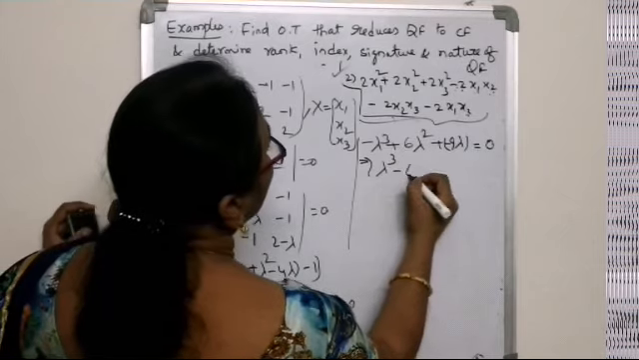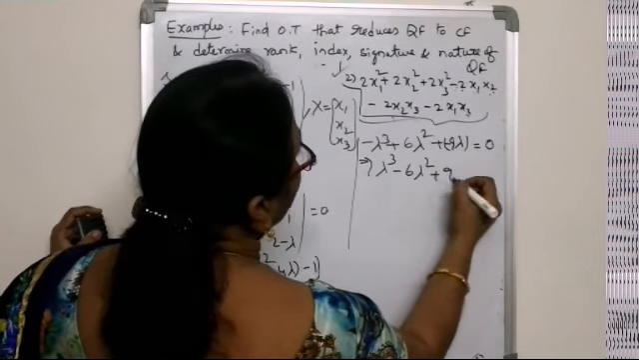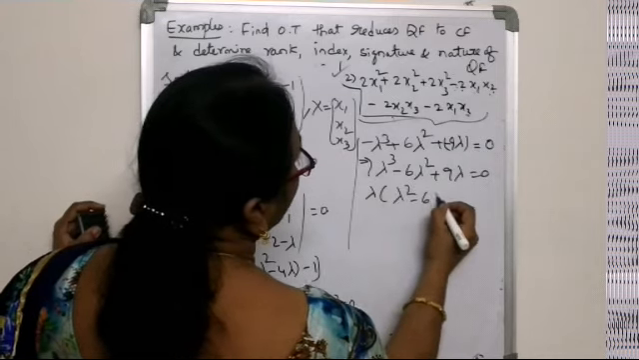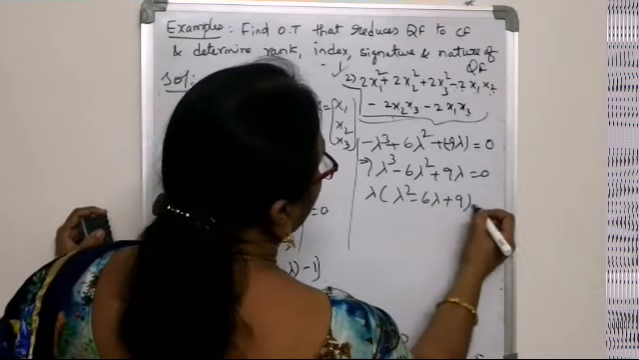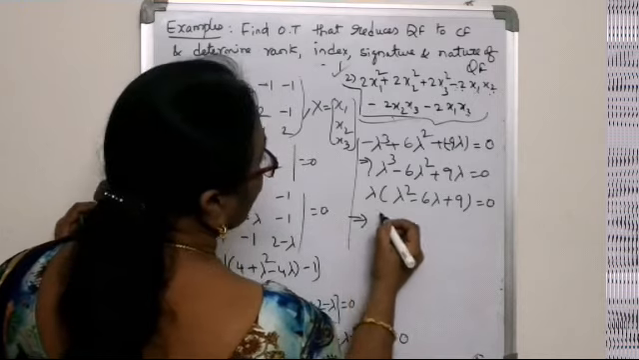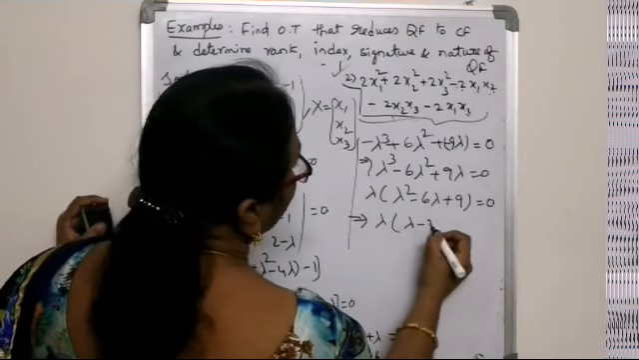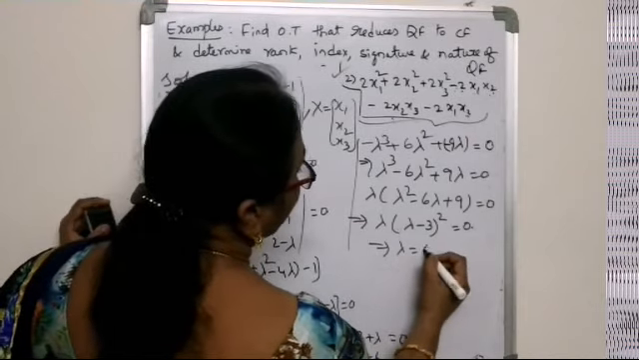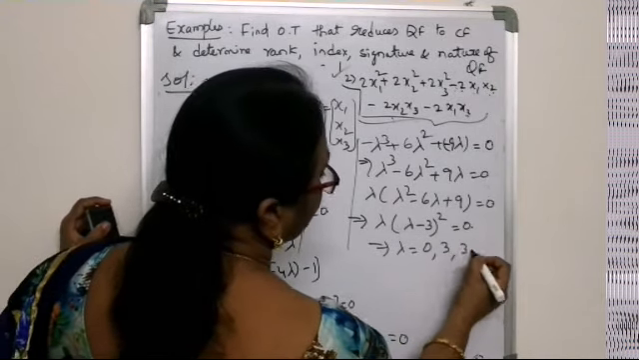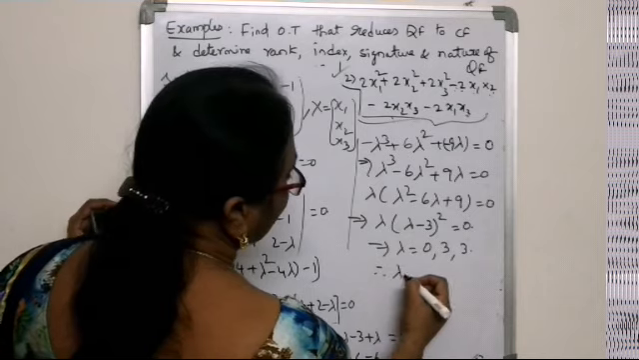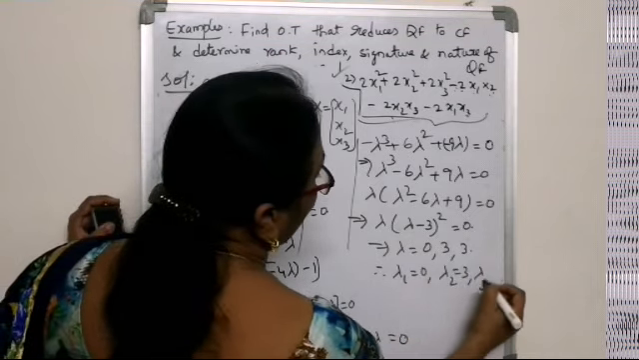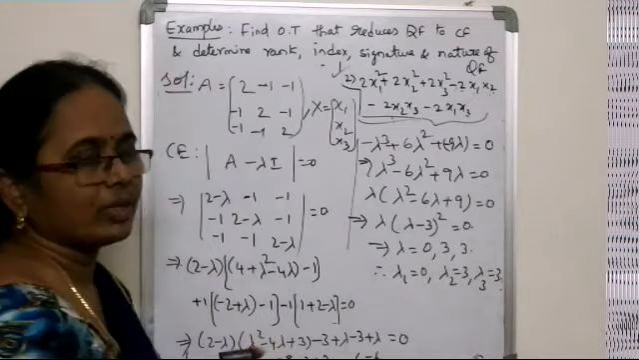And this can be written lambda cube minus 6 lambda square plus 9 lambda equal to 0, or lambda into lambda square minus 6 lambda plus 9 is equal to 0, which gives us lambda into lambda minus 3 the whole square equal to 0. Thereby we get lambda equal to 0, 3, 3. And hence the 3 eigenvalues are lambda 1 equal to 0, lambda 2 equal to 3, lambda 3 is equal to 3.